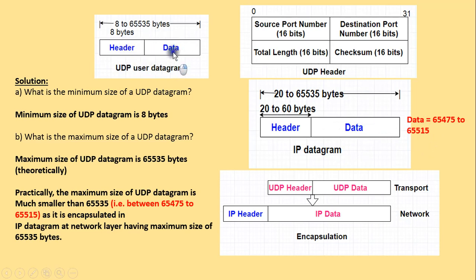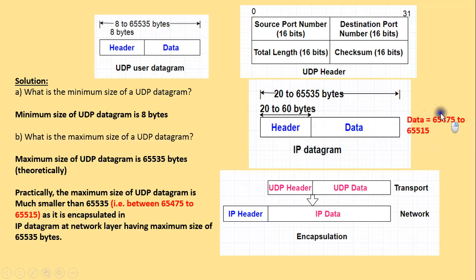So maximum length of the UDP datagram, though theoretically it is 65535 bytes, it should be lying between 65475 bytes to 65515 bytes so that it can be encapsulated at the network layer in the IP datagram. Because UDP datagram at transport layer is encapsulated in IP datagram at the network layer. And IP datagram specifies that the data length can be maximum between the range 65475 bytes to 65515 bytes according to the variation in the header size.